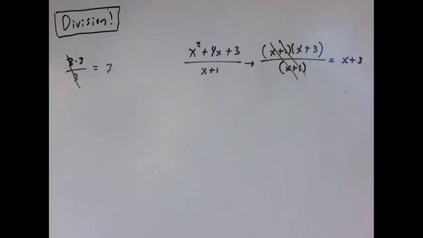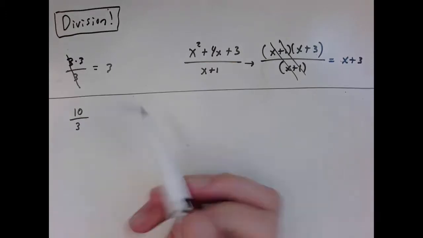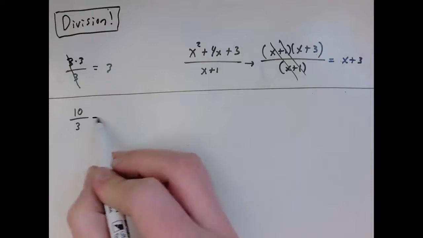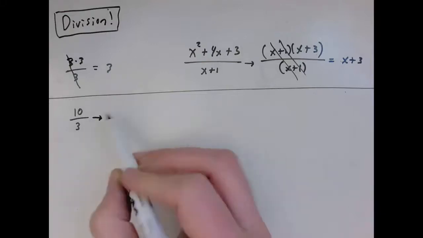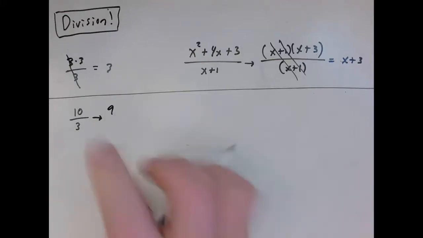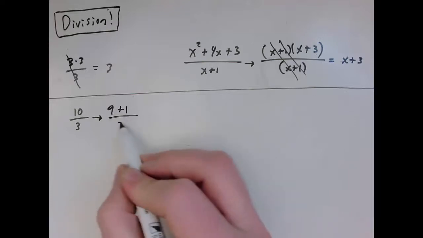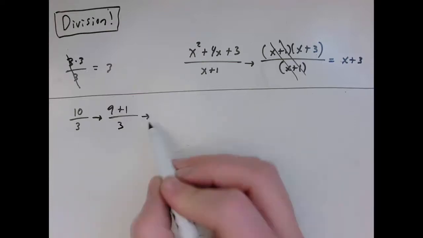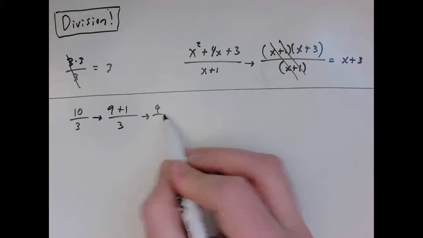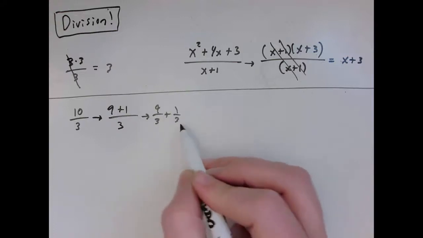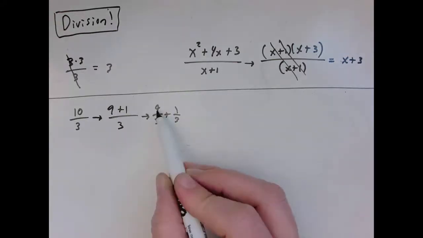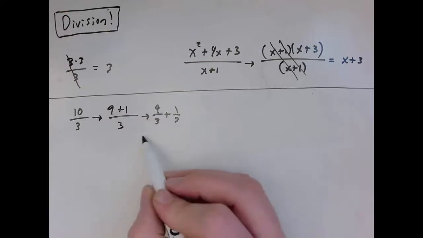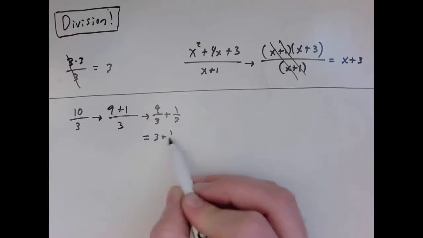Okay, so what if you're doing 10 divided by 3? That doesn't divide evenly. But if you were going to break this into pieces, you could imagine it as 9 plus 1 divided by 3. And then you could break it into two terms, 9 over 3 plus 1/3. And now this does divide evenly, and so you know the answer would be 3 and 1/3.